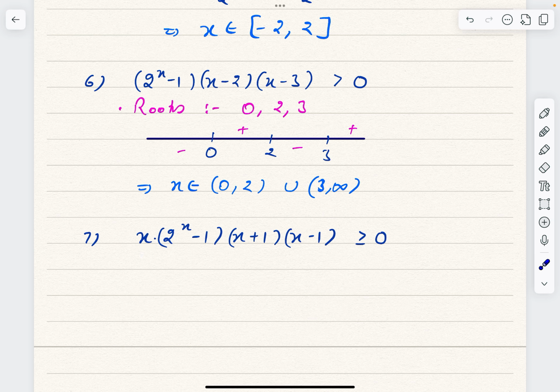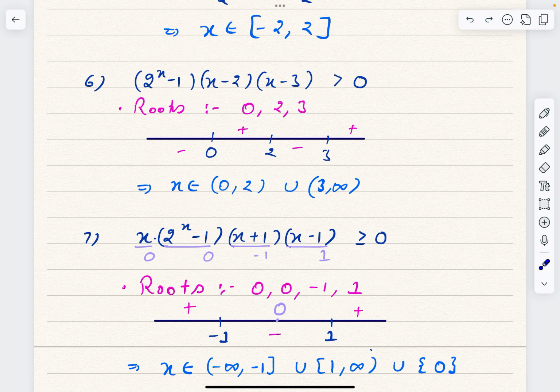We have x into 2 power x minus 1, x plus 1, x minus 1 greater than or equal to 0. Give it a pause and try yourself. Let us start the discussion. See this root, we discussed, 0. This root, 0. This root, minus 1.